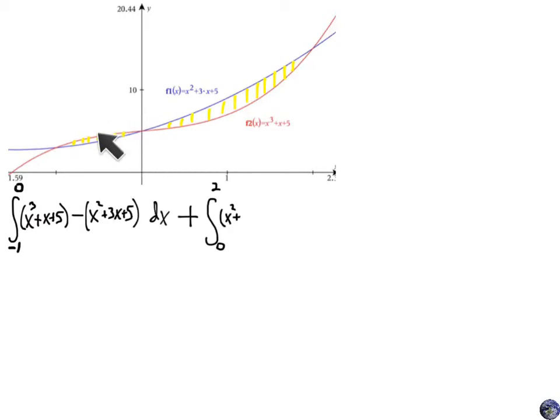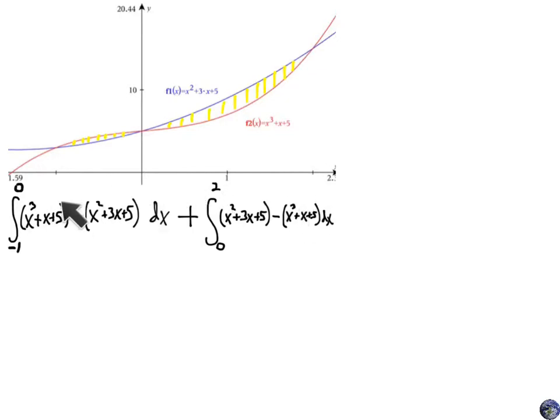First we'll do this region over here, which as we just figured out goes from negative 1 to 0, and we have to do the top curve take away the bottom curve, which in this case the top curve is the red cubic, take away the bottom parabola in blue. Then we have to add on this region right here, so that area is represented by the integral from 0 to 2 of the top curve, which in this case is the blue quadratic, take away the bottom curve, which is the cubic in red.